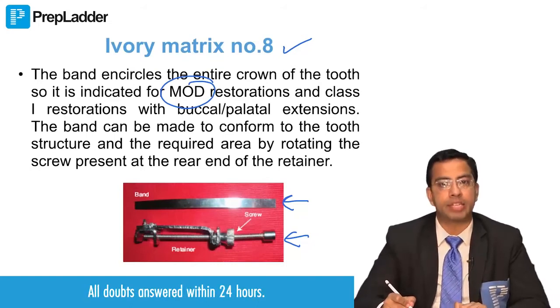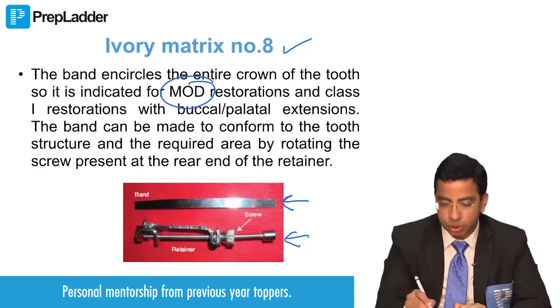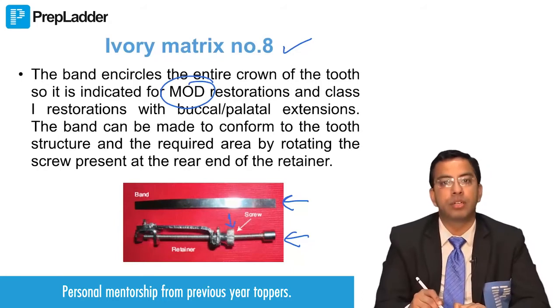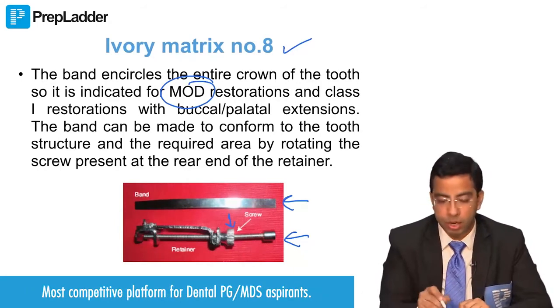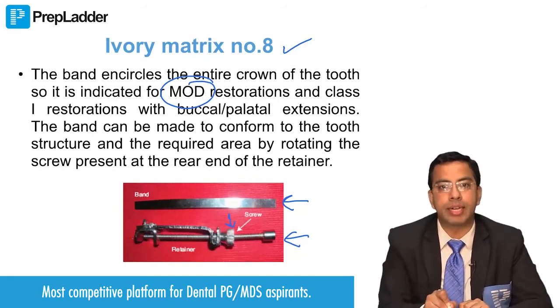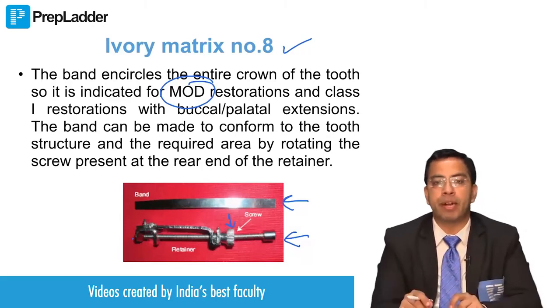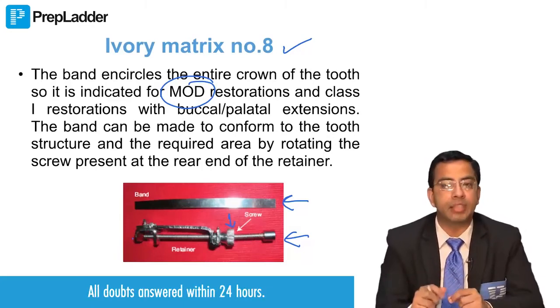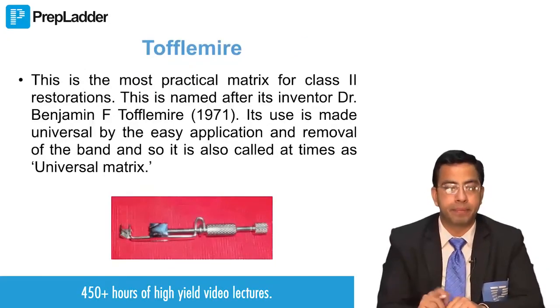the palatal extension. The band can be made to conform to the tooth structure and the required area by rotating the screw. So, the screw is very much here. Just rotate the screw and accordingly you can adjust the diameter of the band. First you secure the band to the retainer and carry the band and the retainer together onto the prepared tooth structure, and by just rotating the screw you can adjust your retainer.